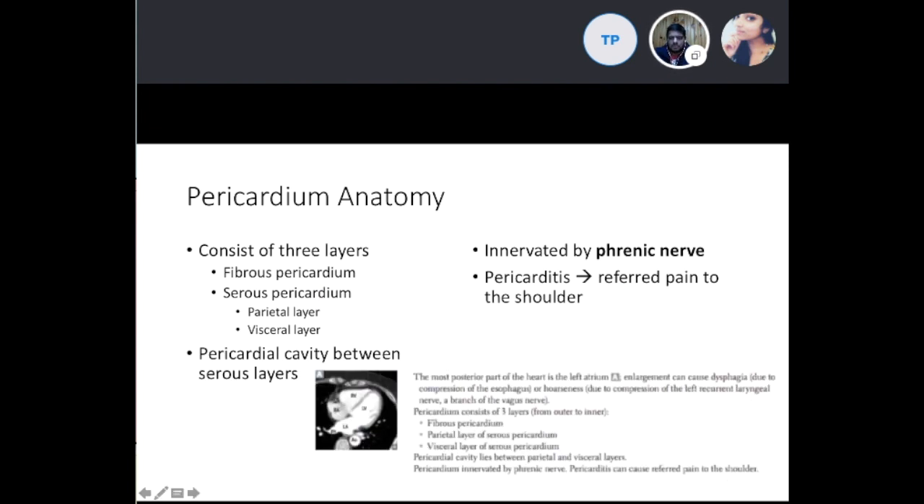And this is from First Aid. Just wanted to highlight the main points from what they said. Pericardium has the three layers as we've talked about, and the pericardial cavity lies between the parietal and the visceral layers of the serous pericardium. And phrenic nerve, and this can often refer pain to the shoulders, so just keep that in mind.